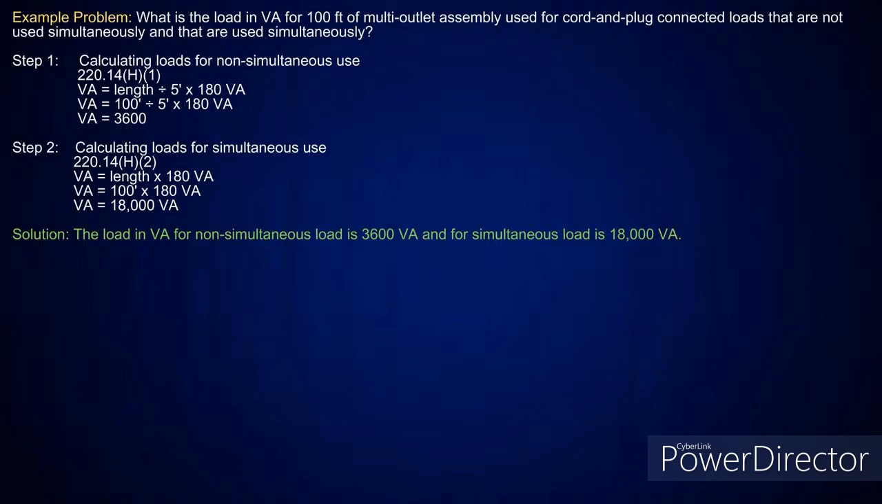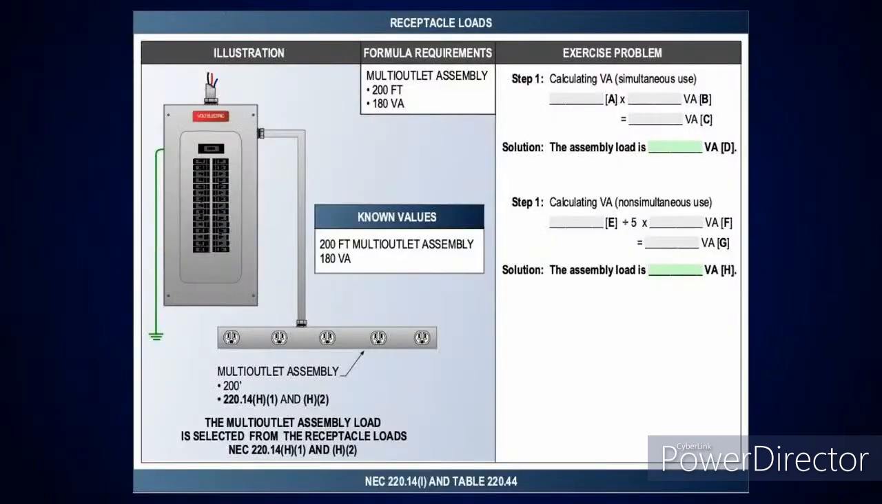And then if it's simultaneous use, you just do it like a regular receptacle based on whatever the footage is. In this case, 100 foot times 180 VA gives me 18,000 VA for simultaneous use. So in layman's terms, it's basically like how many daughters do you have using how many cell phones? Yeah, no kidding.